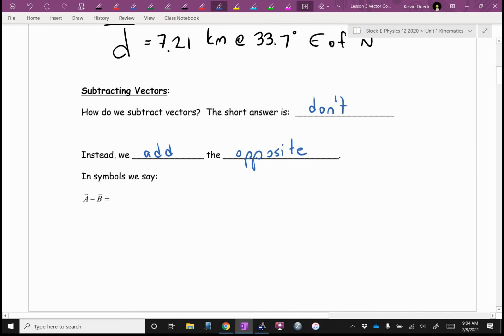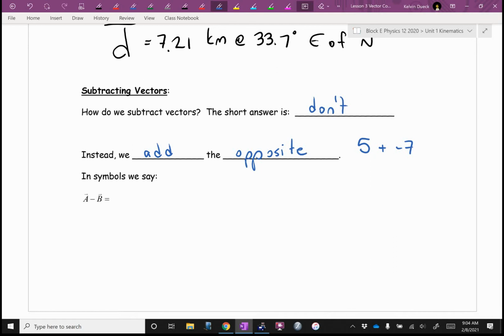And here's what I mean. Next to here, if you want to, you can write 5 take away 7. Grace, if I want to change that into an addition question, that's the same as 5 plus the opposite of 7. Those two are the same answer. There is a rule for subtracting vectors.